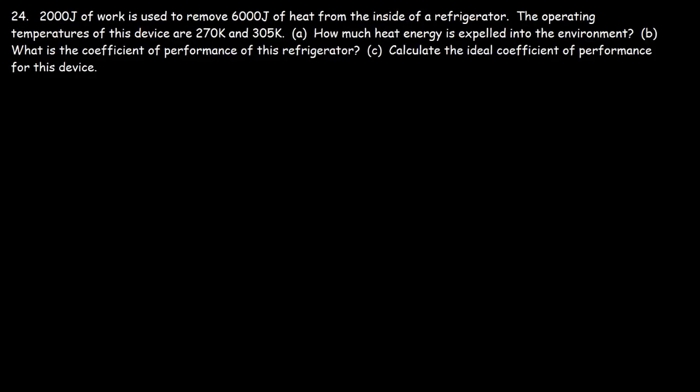24. 2,000 joules of work is used to remove 6,000 joules of heat from the inside of a refrigerator. The operating temperatures of this device are 270 Kelvin and 305 Kelvin. How much heat energy is expelled into the environment? So go ahead, take a minute, and try this problem.